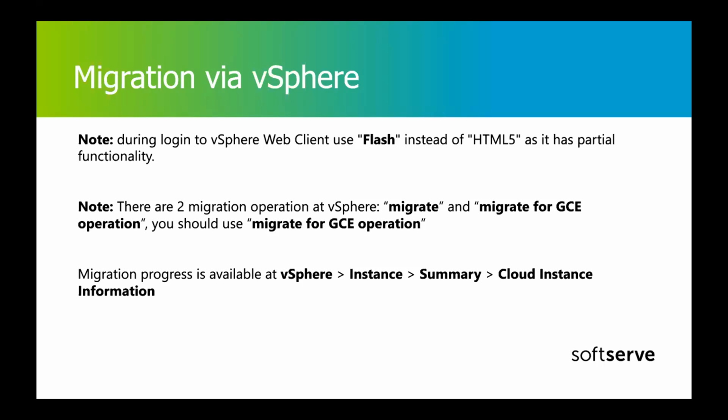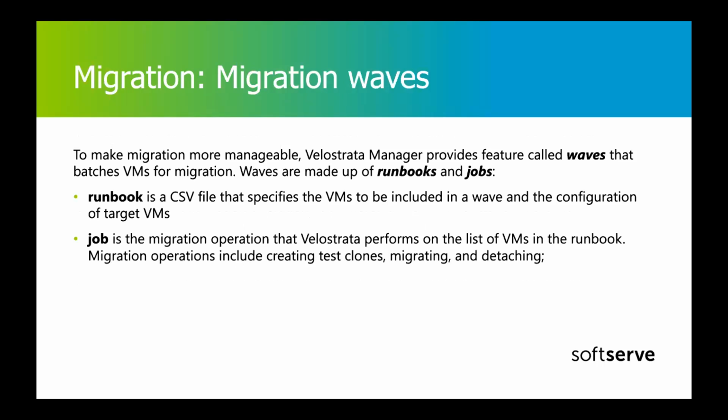In vSphere, there are two migrate options. The first one is the standard live migration, and you need to choose the migrate for GCE operation. This is the option that we need. Also, you can check the progress on the summary tab of the instance and see what step it is at now.